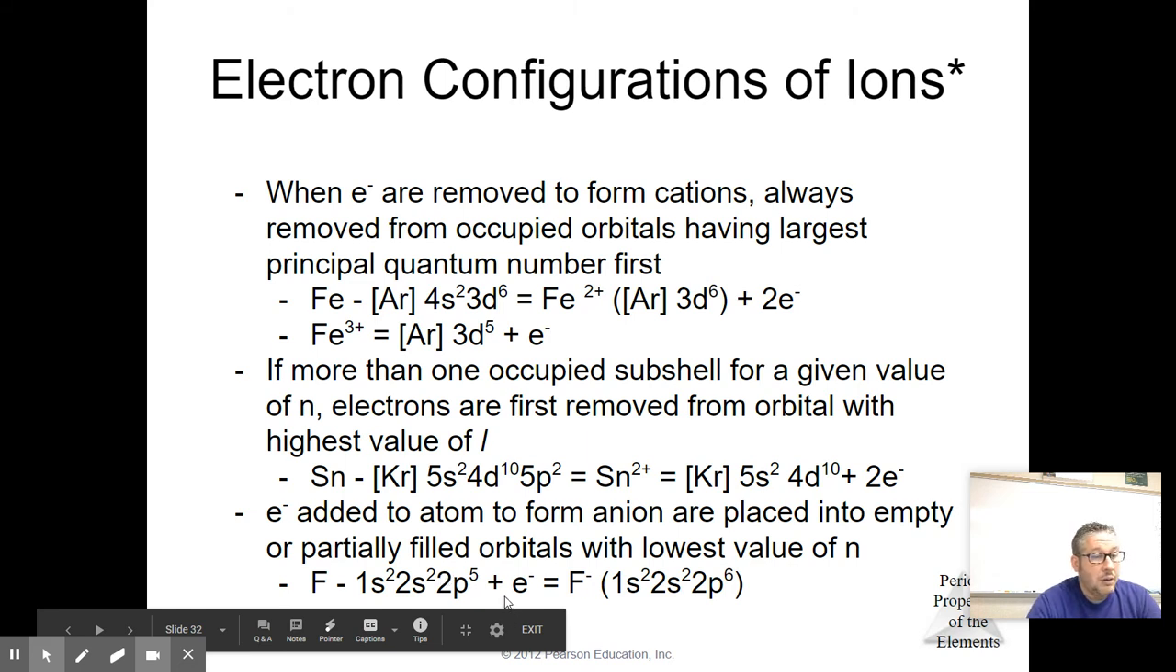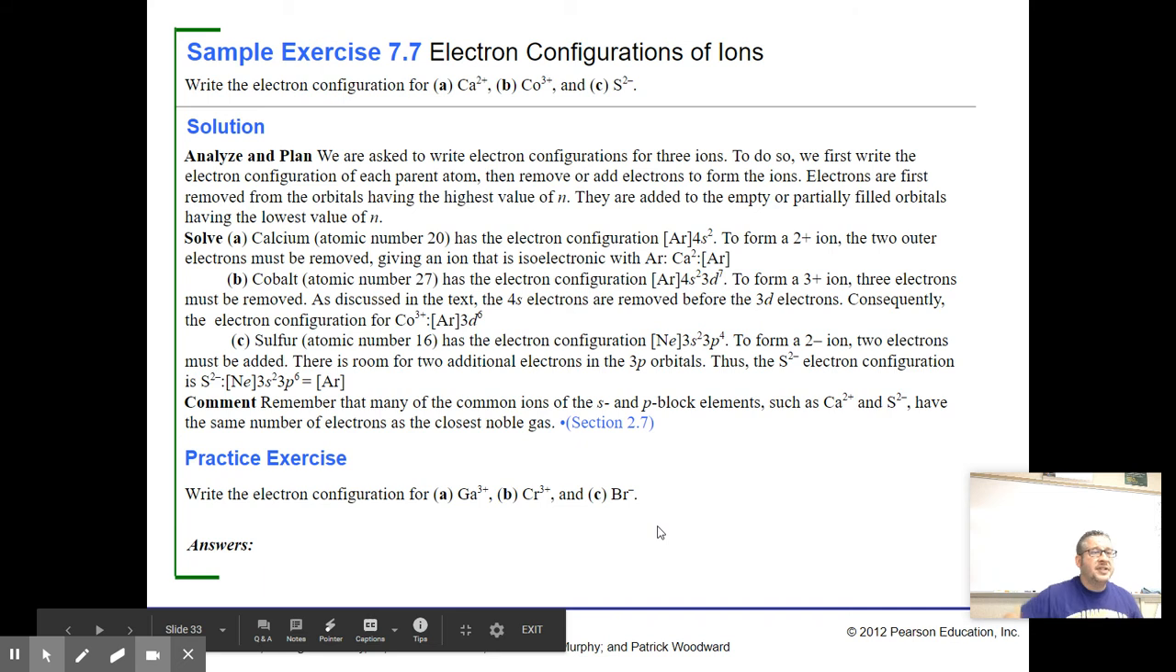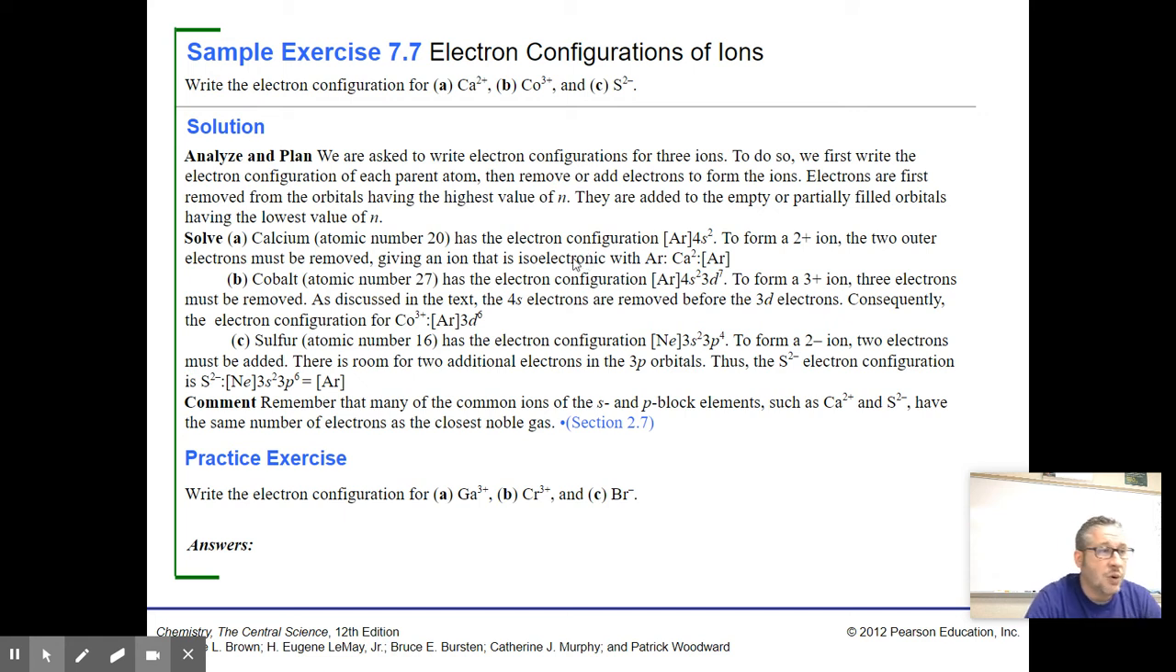So I add the electron, and now my new ionic configuration for F minus is 1s2, 2s2, 2p6. Let's do a couple of examples here, okay? I'm just going to look off of here before we get into our practice ones down here. So what we're going to do is look at Ca2+, Co3+, and S2-, and do the electron configuration.